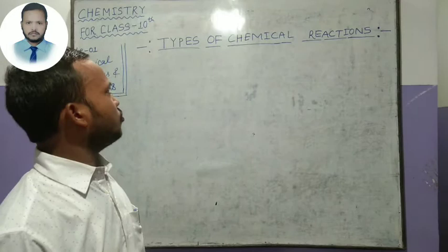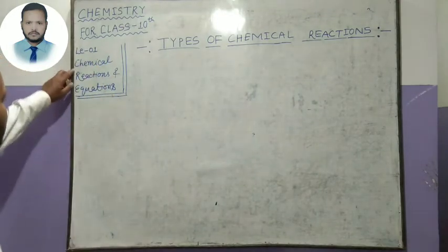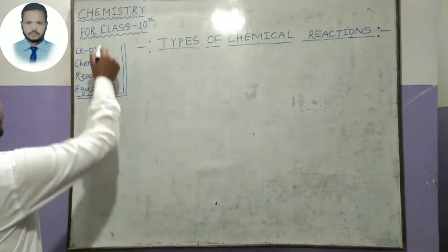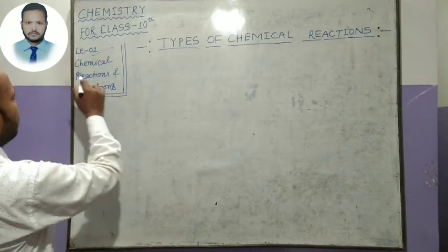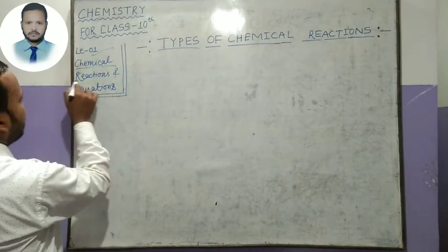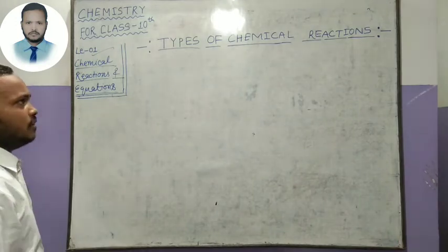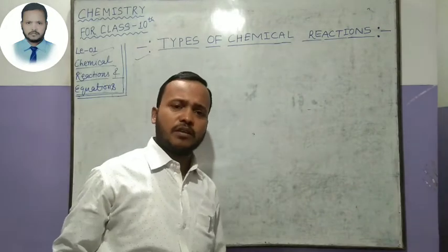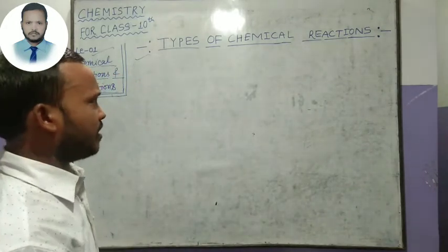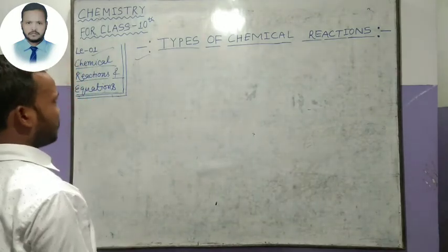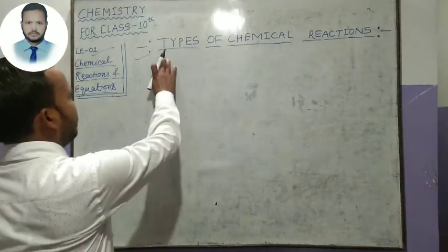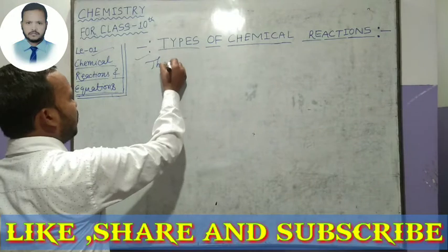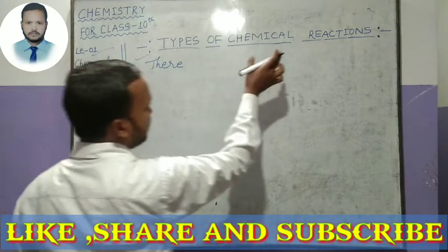Today I will teach all of you Chemistry for class 10th, Lesson 1. The chapter name is Chemical Reactions and Equations, and the topic is types of chemical reactions. So students, this is your topic for today: types of chemical reactions.